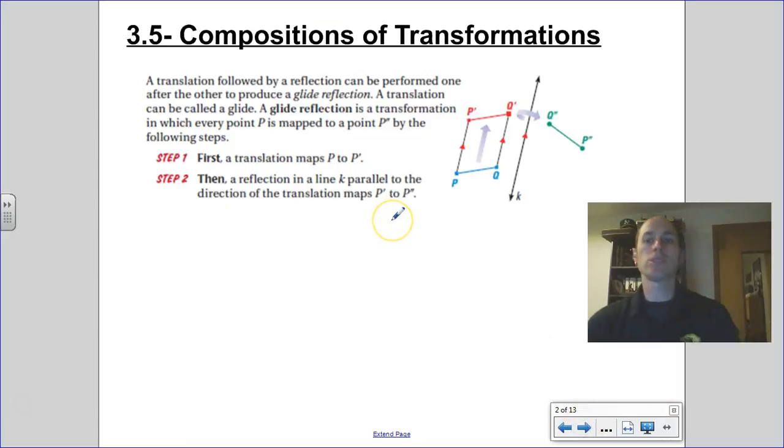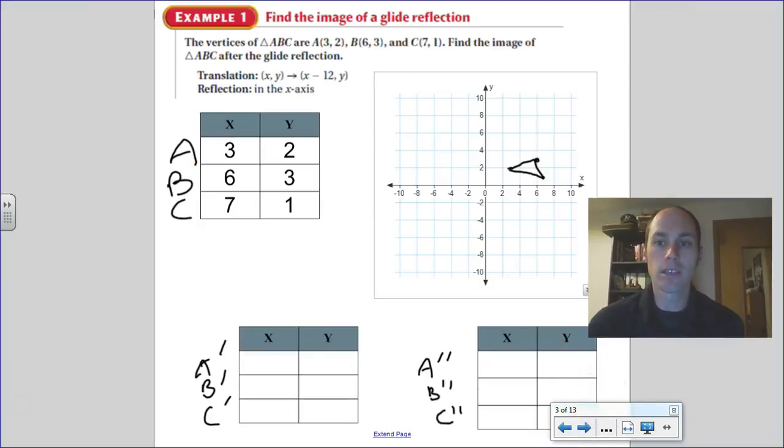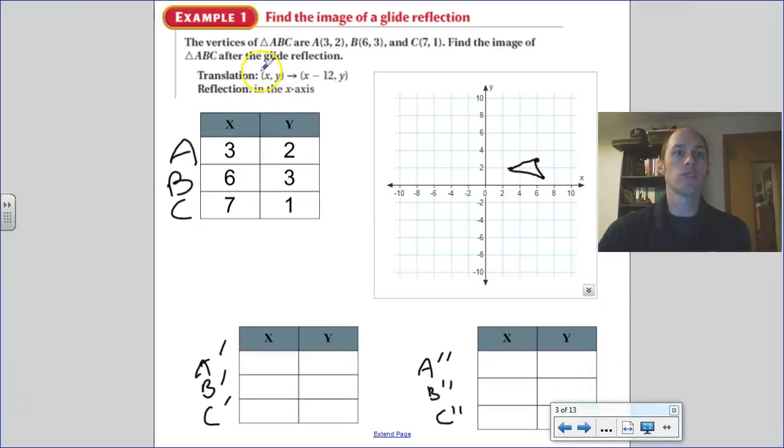First thing we'll take a look at is what's known as a glide reflection. A glide reflection combines two transformations, the translation or the glide, and then the reflection. So you can see the original image and then where it maps onto after the slide or the glide and then the reflection.